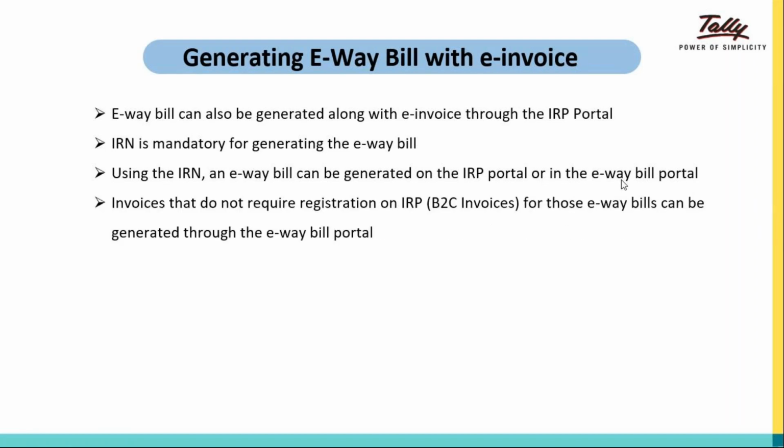Invoices that do not require registration on IRP, such as your B2C invoices. Suppose you have your B2C invoices. So when can you generate your e-invoice? I just told you that in order to generate your e-invoice, it is the B2B and your B2G. Only these two invoices can have GST e-invoicing, not any other category. So if it is a B2C invoice, you will not be generating your e-invoice.